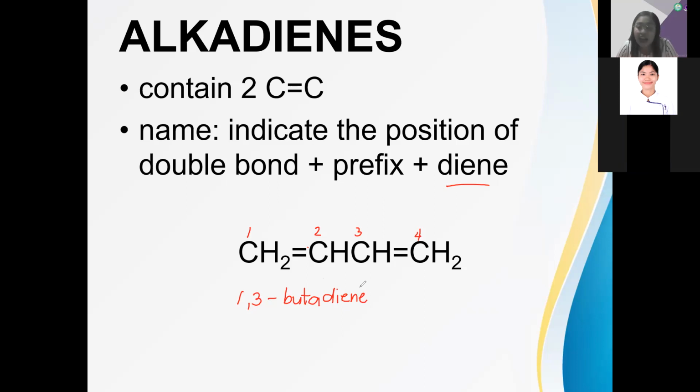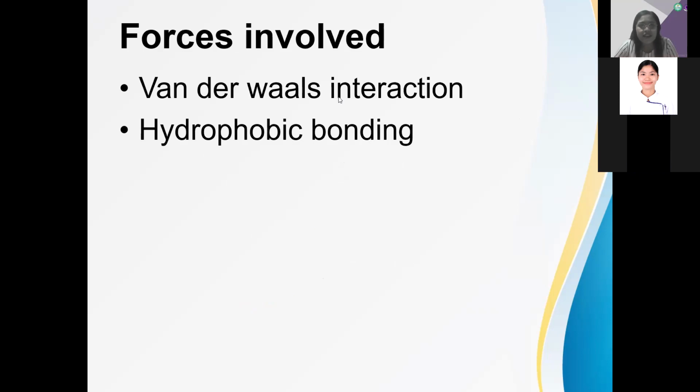1,3-butadiene. So di means you have 2 double bonds. So again, we call this one an alkadiene. Okay? Next, the forces involved in both alkadienes and alkenes are the same as in alkanes.